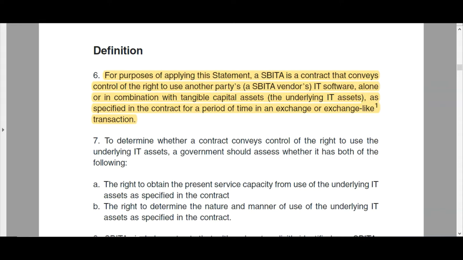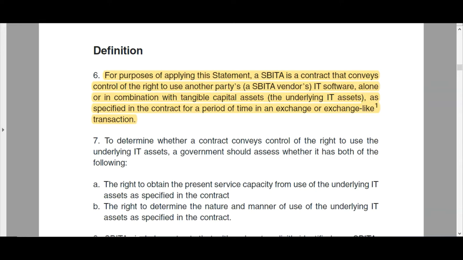Now, what a SBITA is not. It is not services. It is not IT services. It is not maintenance agreements. It is not educational agreements to teach you how to use software. A SBITA is very narrow in focus in that it is really only just software.